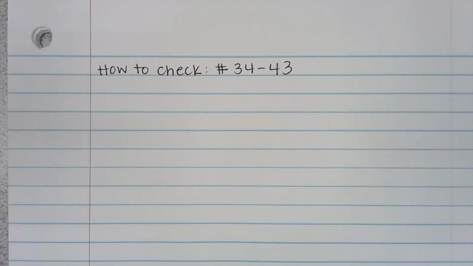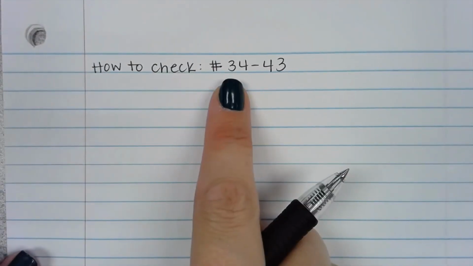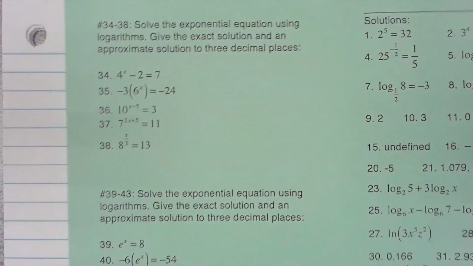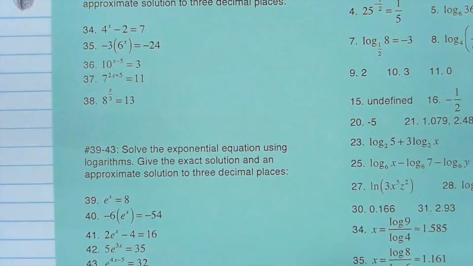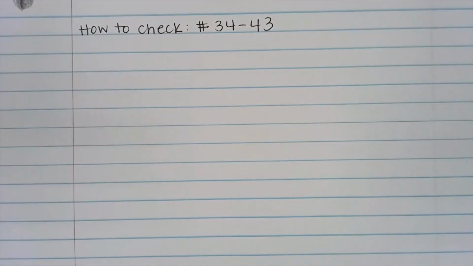As a bonus for watching the video, we just wanted to remind you that for questions 34 to 43, the whole back side of the review where you're going through and solving, you can check every single one of these answers to make sure that you're getting it right on the test. So let's use an example.